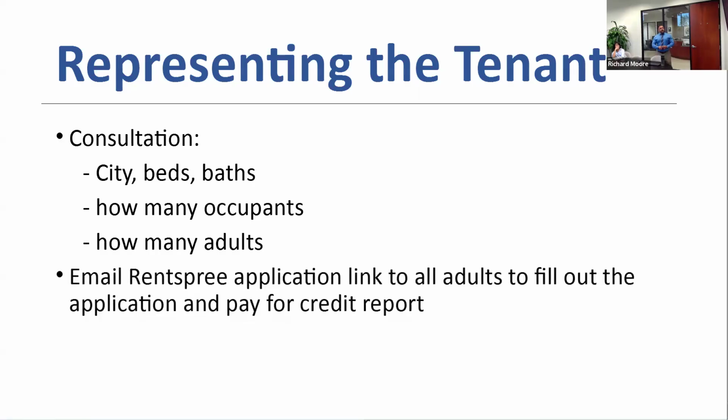You want to email them a rent-free application, the link for it, for any adults, for everyone over 18. So if it's a family with a husband and wife, and then an 18-year-old or 19-year-old son that's in college, and then two other kids under 18, the 18-year-old still has to fill out an application, but you don't have to do a credit report for them. But they do need an application. Everyone over 18 needs an application.